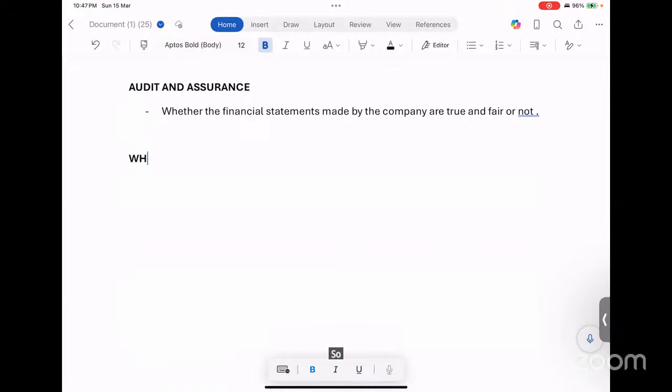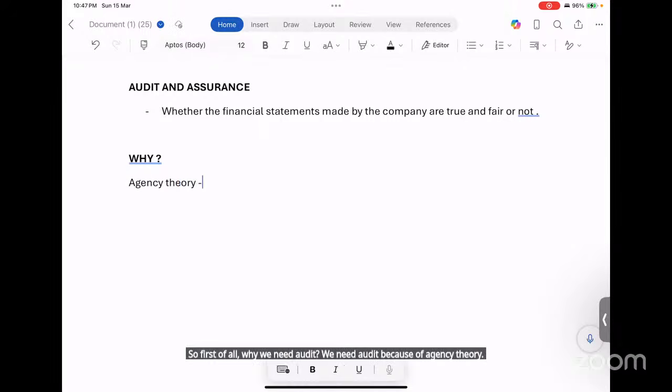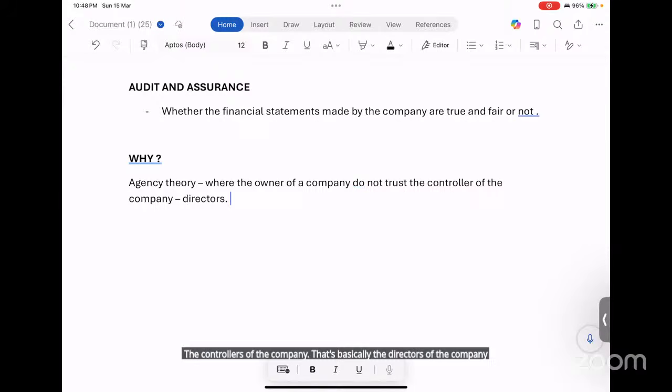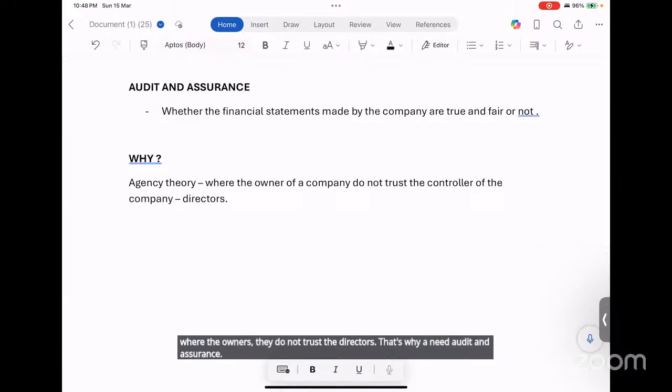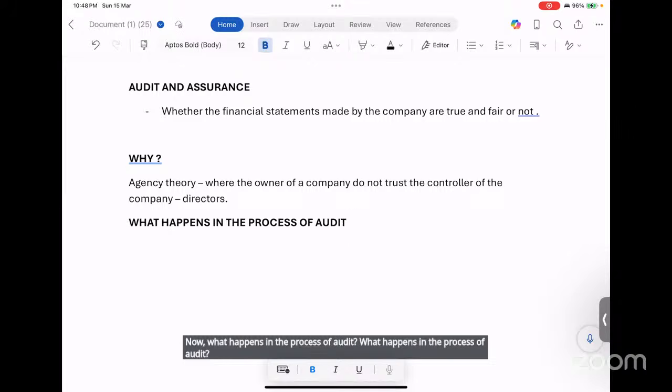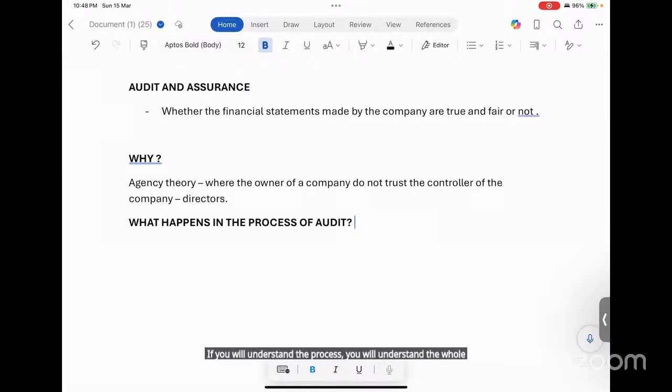So you need to understand what real life audit looks like. So first of all, why do we need audit? We need audit because of agency theory, where the owners of a company do not trust the controllers of the company. That's basically the directors of the company, where the owners do not trust the directors. That's why we need audit and assurance. Now, what happens in the process of audit? If you understand the process, you will understand the whole syllabus of AAA.